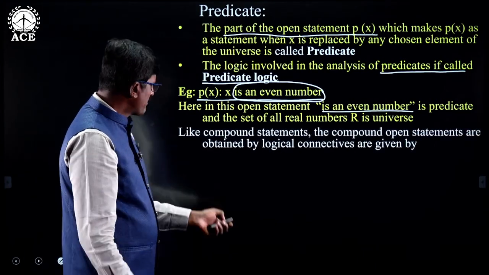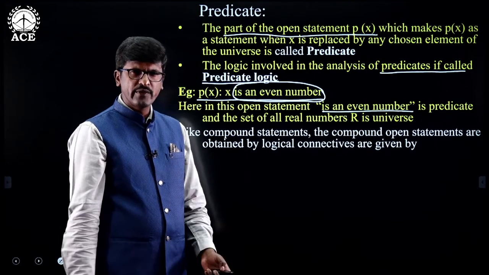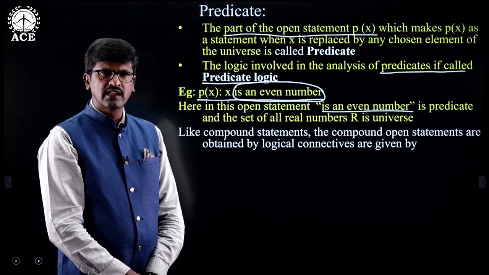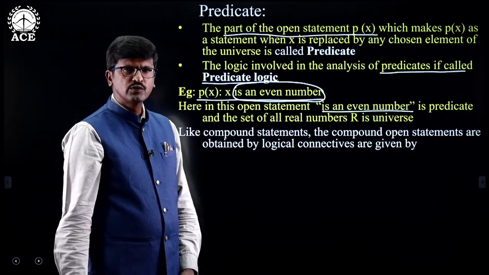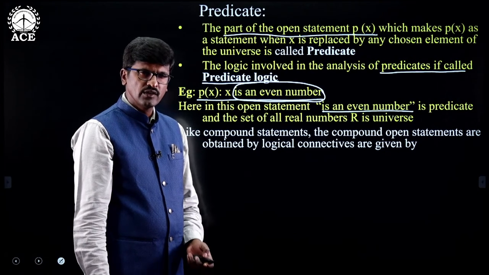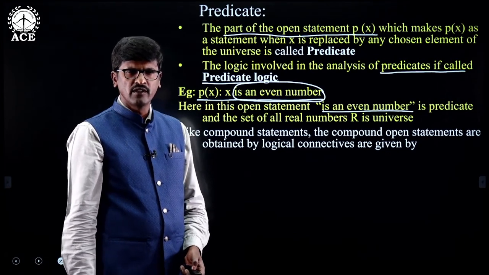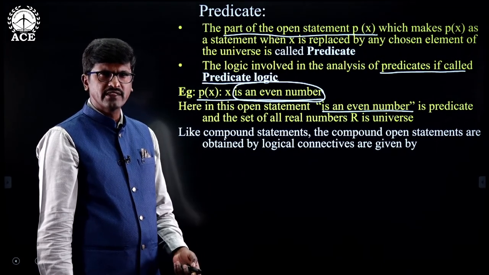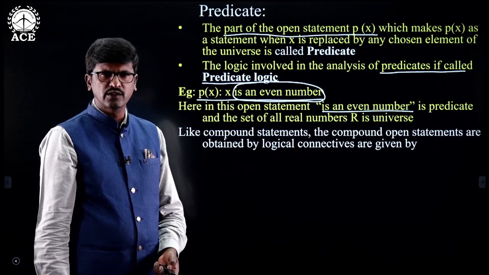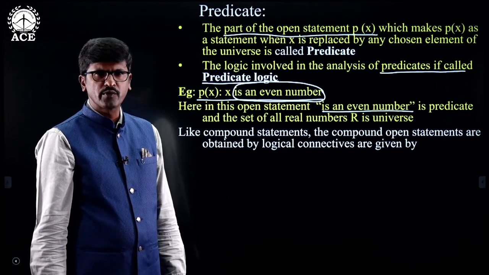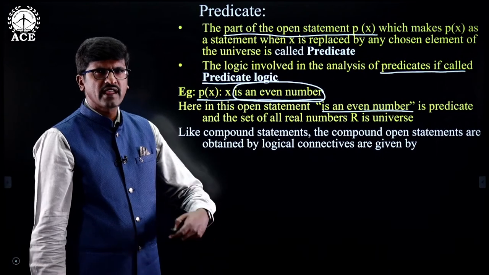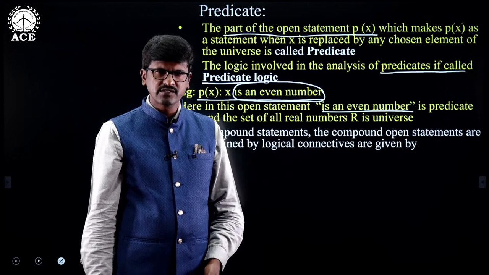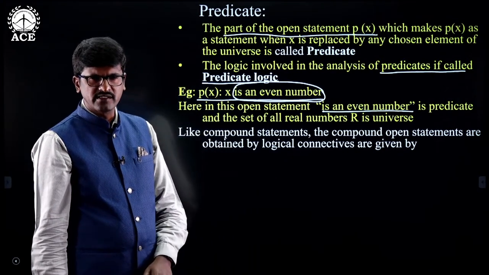Like compound statements, which in previous sessions I explained are obtained by logical connectives: we had the AND connective, NOT connective, OR connective, if then, and if and only if. By using those connectives we combine statements, and then we get compound propositions. Those compound propositions have names like negation, conjunction, disjunction, conditional, and biconditional.